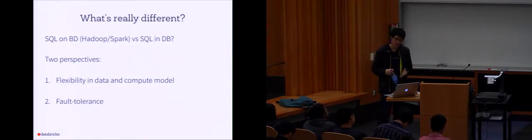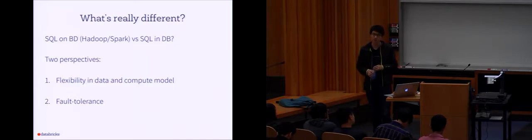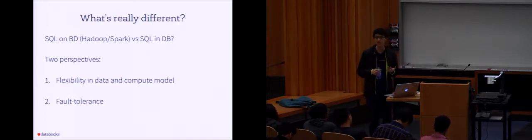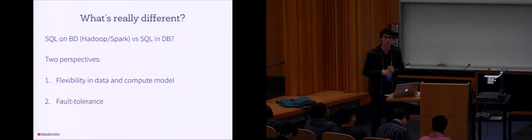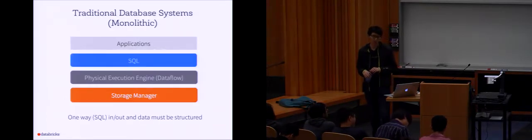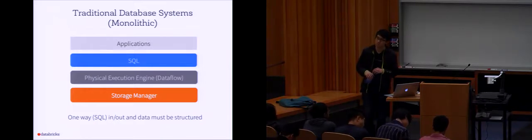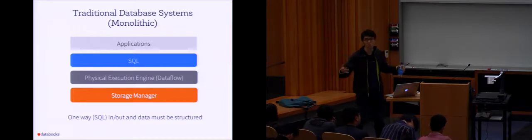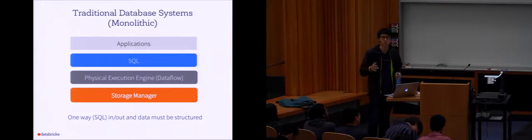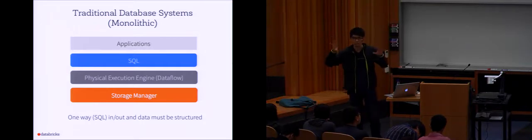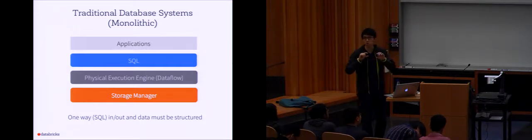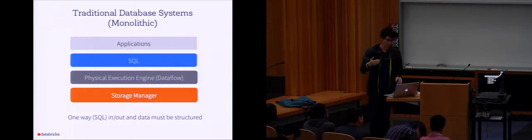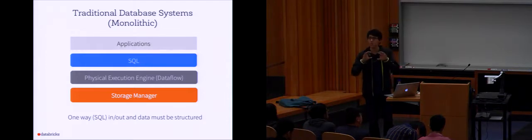I think there are, again, two perspectives that I hinted at in the beginning. One is about data and the compute model, and the second is about fault tolerance. If you look at traditional database systems, be it a single node system like MySQL or Postgres, or even the parallel versions like Teradata, your big Oracle machines and IBM machines, what they do is they have a monolithic stack with a storage manager at the bottom that manages how the database stores data. And then there's an execution engine that's your physical execution operators.